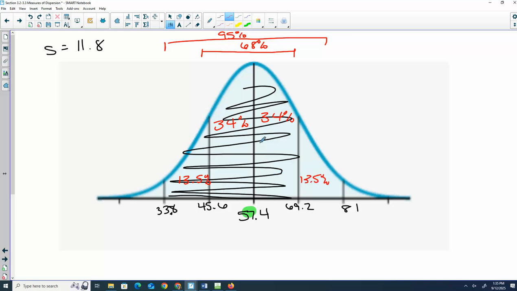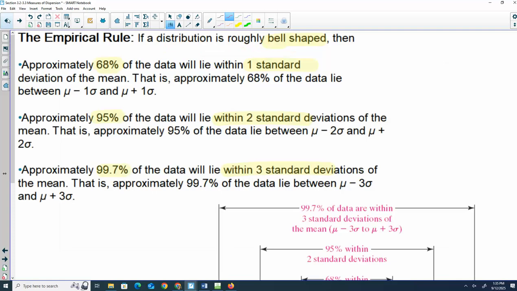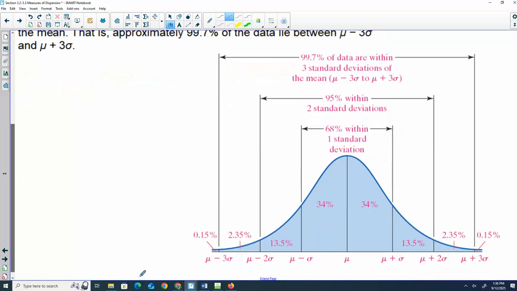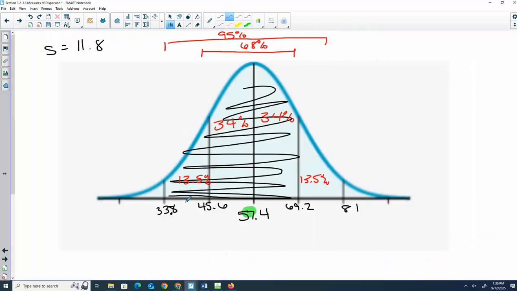You guys all with me there? And didn't I give that to you in this diagram? I haven't really talked about it a whole lot, but I gave you those percentages. That's where they come from. So if I want these three rectangles, all I have to do is add up my 13.5, my 34, and my 34. And what would that give me?